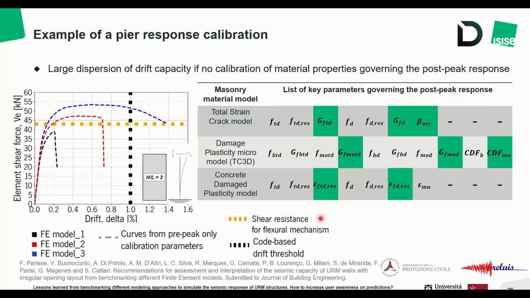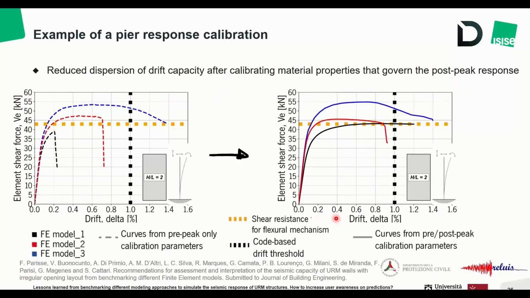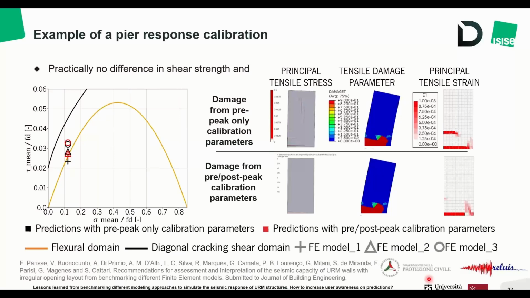And after calibrating these properties, the final pier responses predicted by the three different finite element models are the following ones. As you can see, the dispersion in terms of drift reduced significantly, as well as the one in terms of shear force. And using the new set of material properties didn't change significantly the shear strength, as you can see from the comparison with the code-based models in terms of flexural domain, and didn't change significantly the damage pattern predicted by the three different models, except for the first model that here we can see on the left.